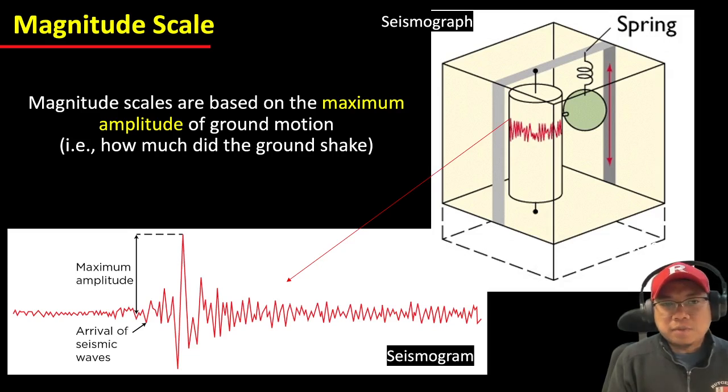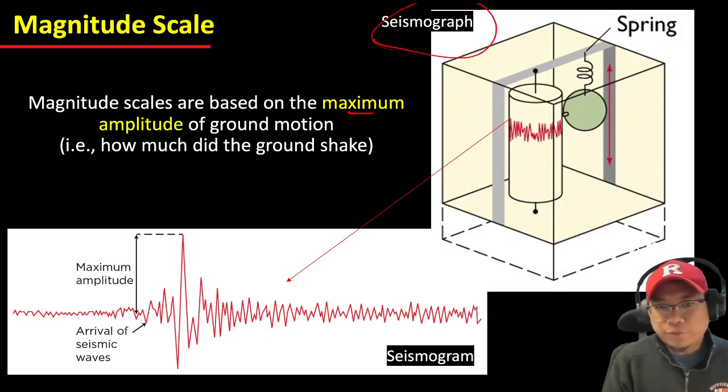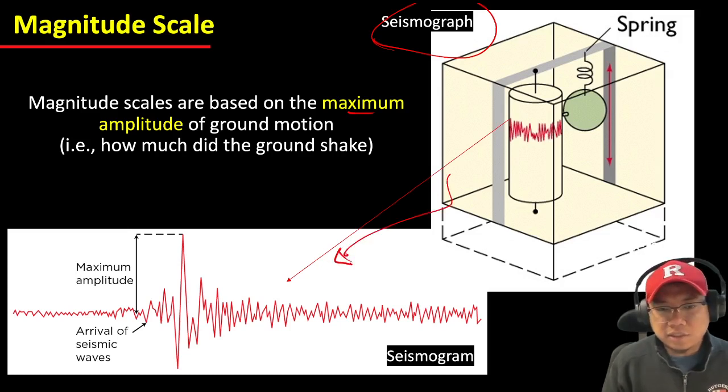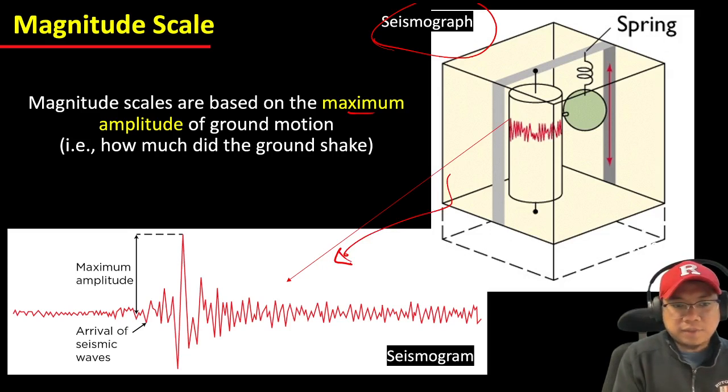The next two examples would be part of the magnitude scale, and in order to generate magnitude scales, we use the maximum amplitude of ground motions, typically measured by a tool called a seismograph. Okay, and a seismograph will generate a chart like this, and this is called the seismogram. As you can see here, this plot is the condition before an earthquake, and this is the condition after the earthquake.